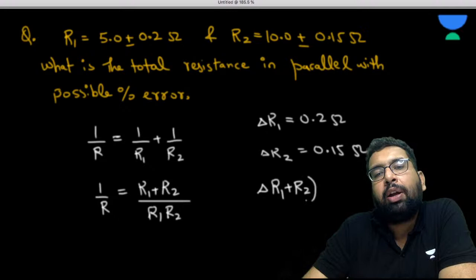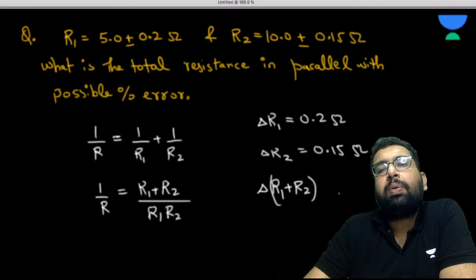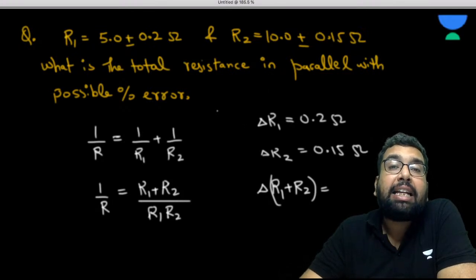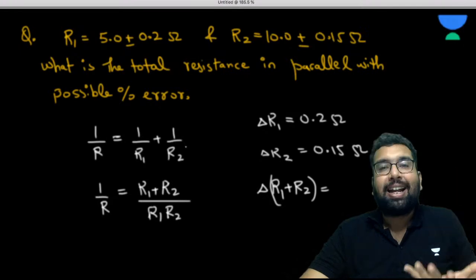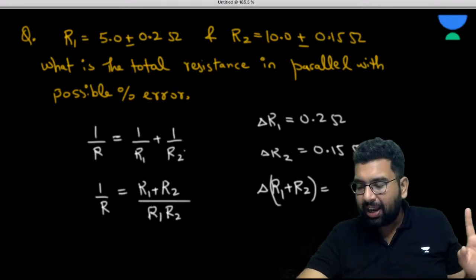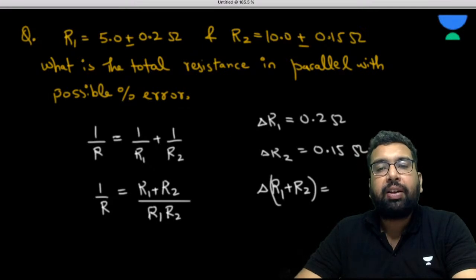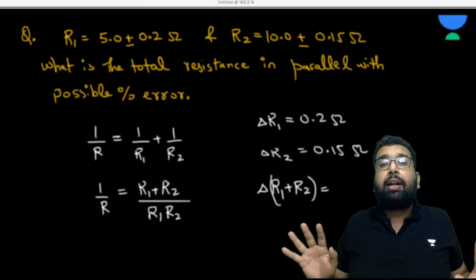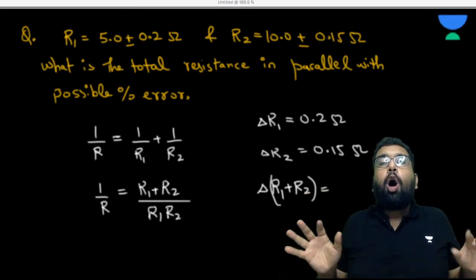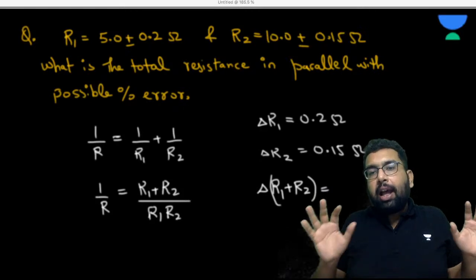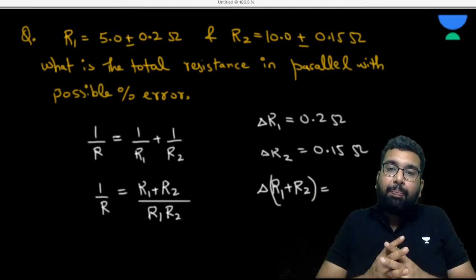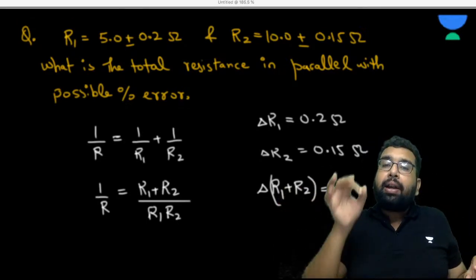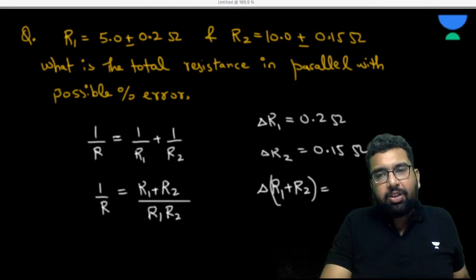Sir, errors in addition and subtraction are always added. Remember the last session? In the last sessions, we told you this. Whenever two physical quantities are added or subtracted, their errors are added. Whether it is added or subtracted doesn't matter. Errors are always added in addition and subtraction.